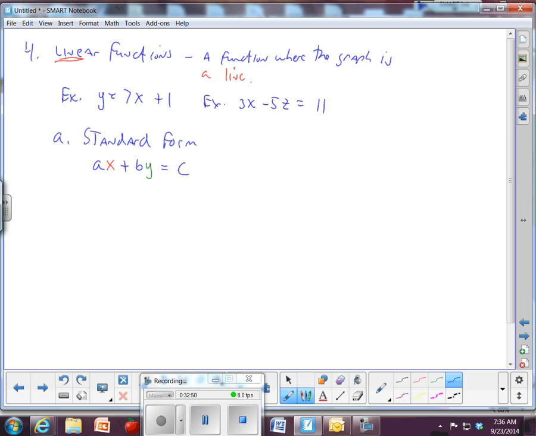Okay, our variables are the x and y. A, B, and C are numbers. They're just simply numbers. The x and the y are the variables. And so that is standard form. An example of standard form would be something like this. 7x minus 9y equals -15.